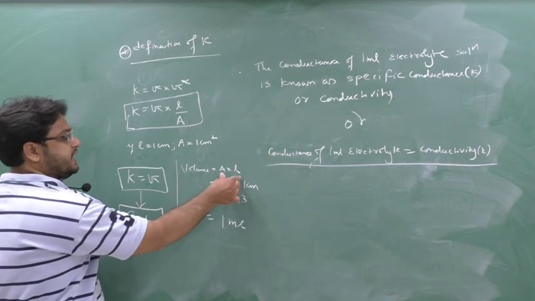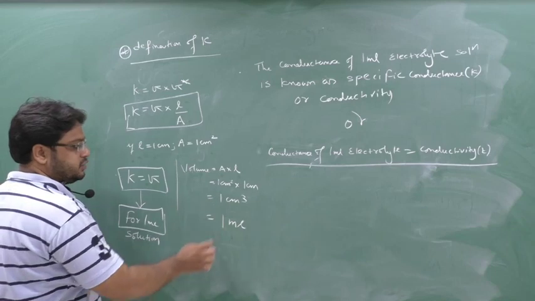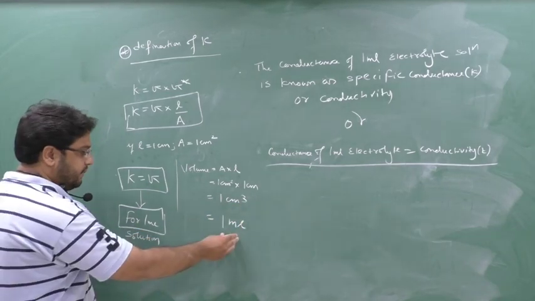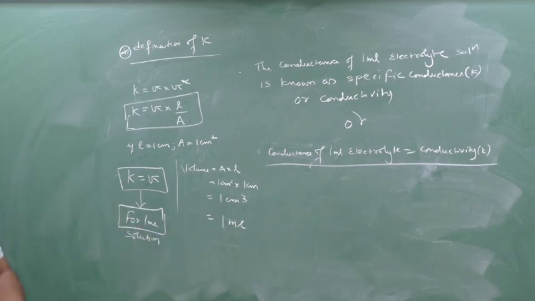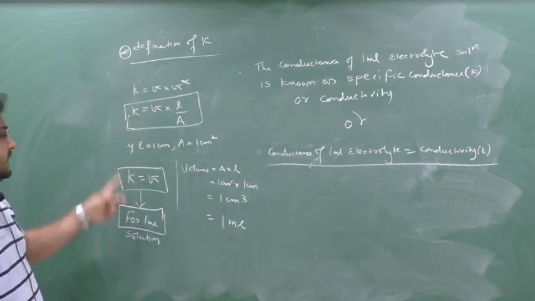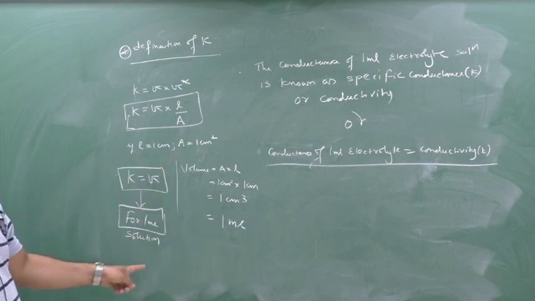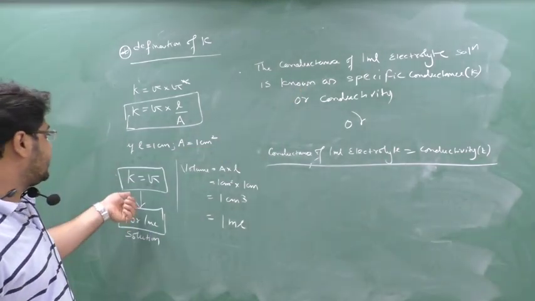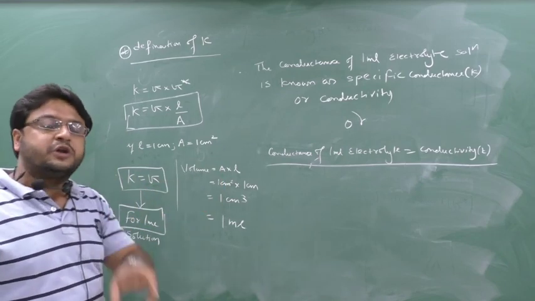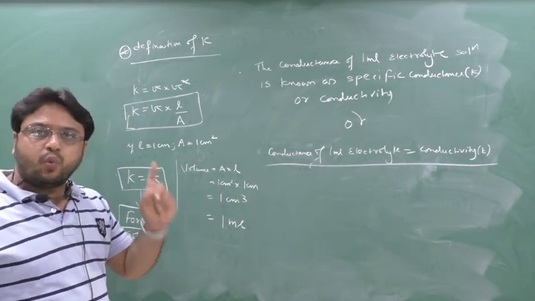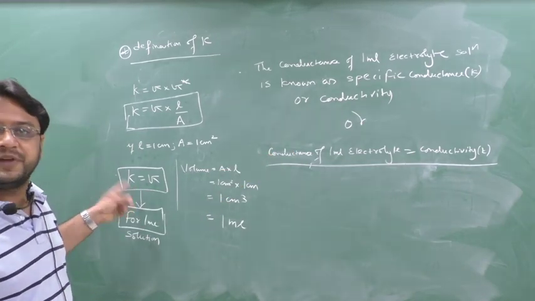How 1 ml solution? See, volume means what? Area into length. Area how much I have taken? 1 centimeter square, and length how much I have taken? 1 centimeter, so 1 centimeter cube equal to what? 1 ml. So K equal to G will come for what? For 1 ml electrolyte solution. So G is equal to K, and I have to define the K. So I can say that the conductance G of 1 ml of electrolytic solution is known as specific conductance K or conductivity. In short, conductance G of 1 ml of electrolyte solution is equal to what? Conductivity K or specific conductance.